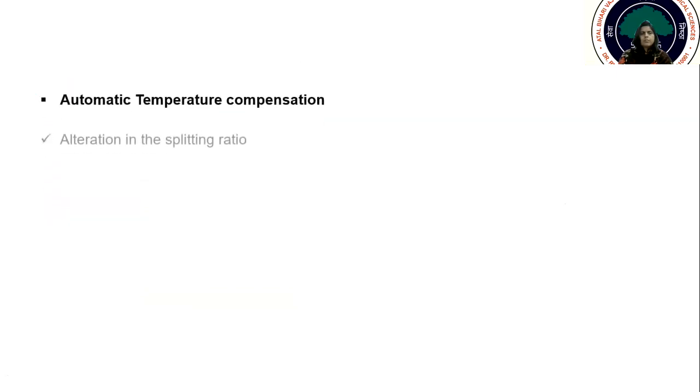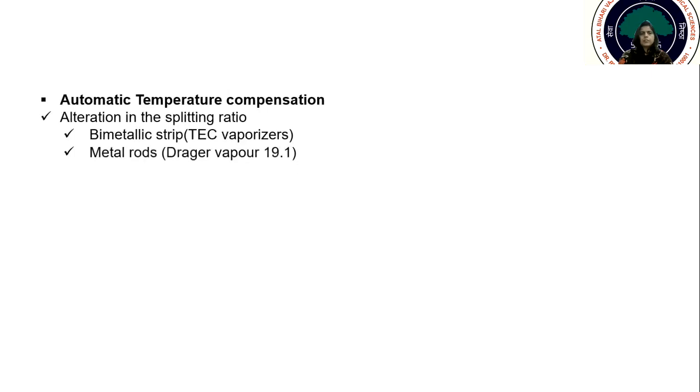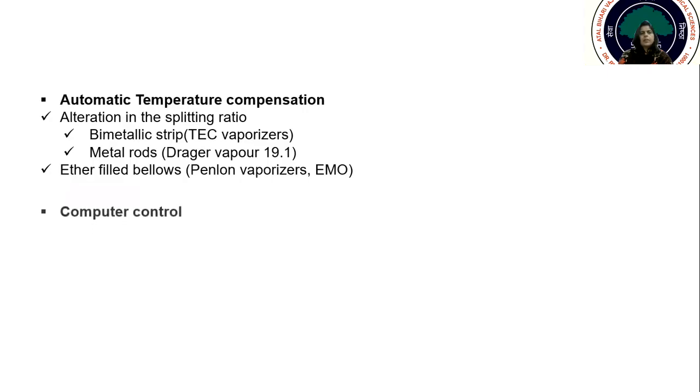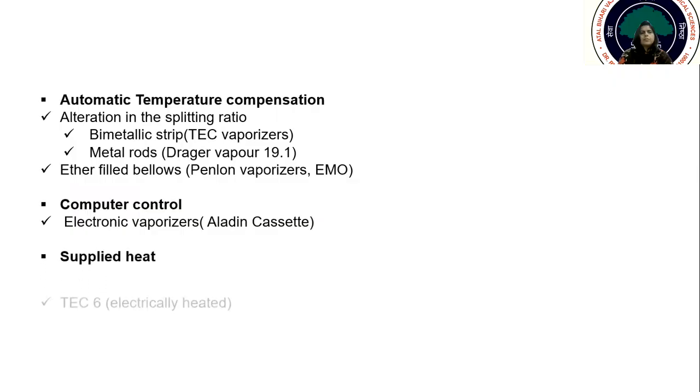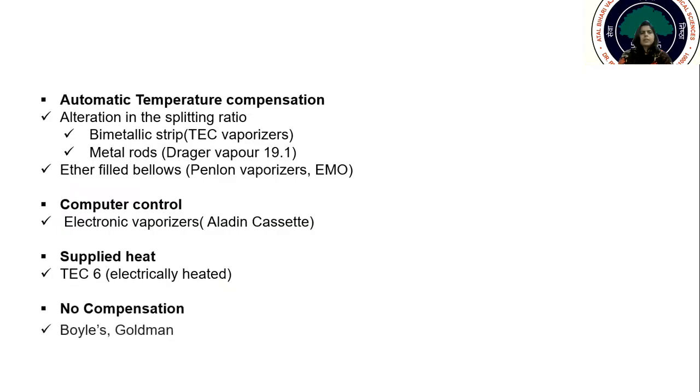Temperature compensation can be provided by automatic temperature compensation, like alteration in the splitting ratio, which can be by a bimetallic strip as in the Tec vaporizer, or metal rods which are used in the Drager vapor, or even ether-filled bellows, which are mainly used in the Penlon vaporizer or EMO. Temperature compensation can also be provided by a computer control mechanism, like the electronic vaporizer used in the Aladdin cassette. It can be by supplied heat as in the Tec 6 vaporizer, which is externally heated. And there could be no compensation as in the Boyle's and Goldman vaporizer.